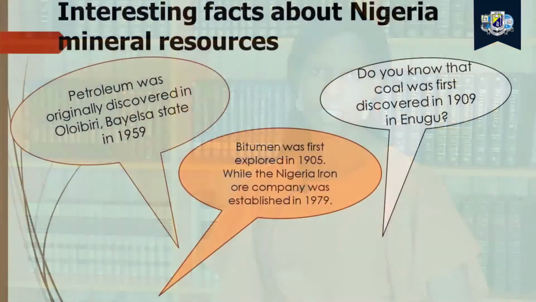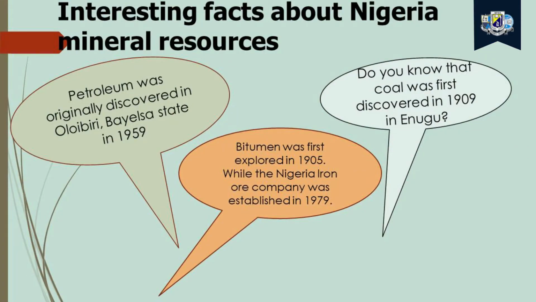Now we're going to be looking at some interesting facts about Nigerian mineral resources. Do you know that crude oil was first discovered in Oloibiri, Bayelsa State in 1959? Also, iron ore was first discovered in 1979. And in addition to that, coal was first discovered in Enugu in 1909. So these are some interesting facts about Nigerian mineral resources.